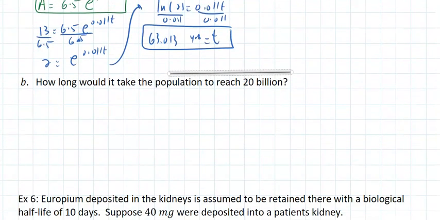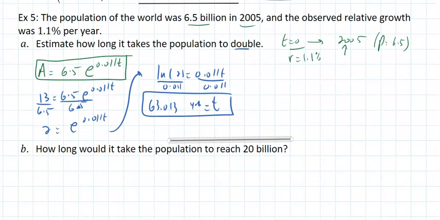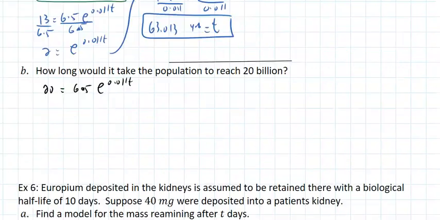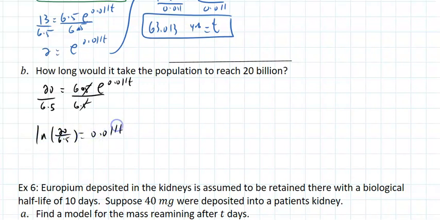How long would it take the population to reach 20 billion? Well, 20 equals 6.5 e to the 0.011 t. Isolate the exponential function by itself. Divide by 6.5 on both sides. You could simplify this, but there's no need. You could just proceed and transform this to log form. Log base e, which is natural log, of 20 divided by 6.5 will equal 0.011 t.